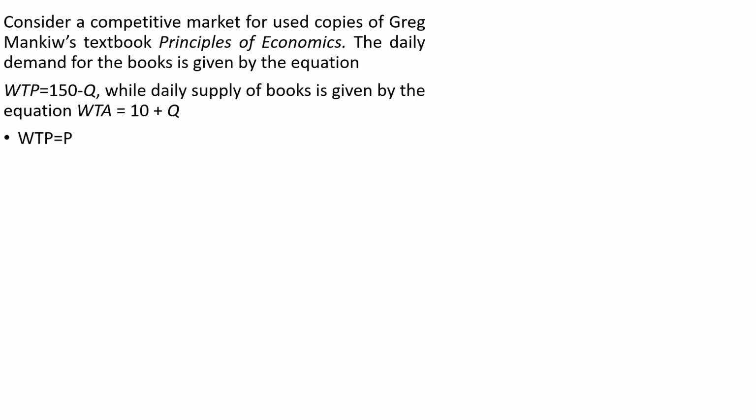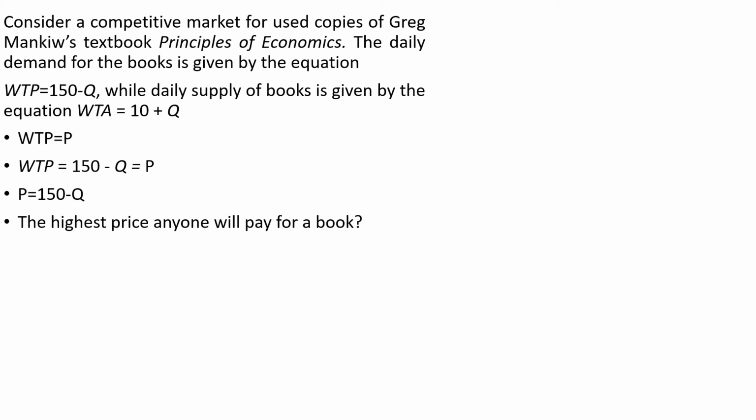Let's start the analysis with the demand side. We know that the willingness to pay, or WTP, shows how much a person values a good and is measured by the maximum amount that person would pay to acquire a unit of the good. So basically, the willingness to pay is the price. Illustrating the willingness to pay equation in terms of price, we insert P in place of WTP. Therefore, we have P is equal to 150 minus Q.